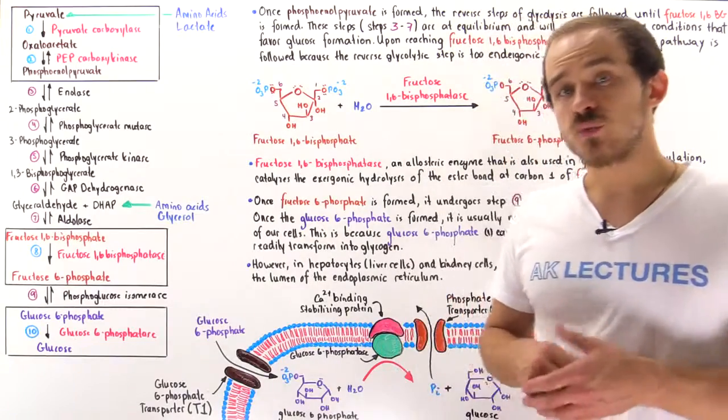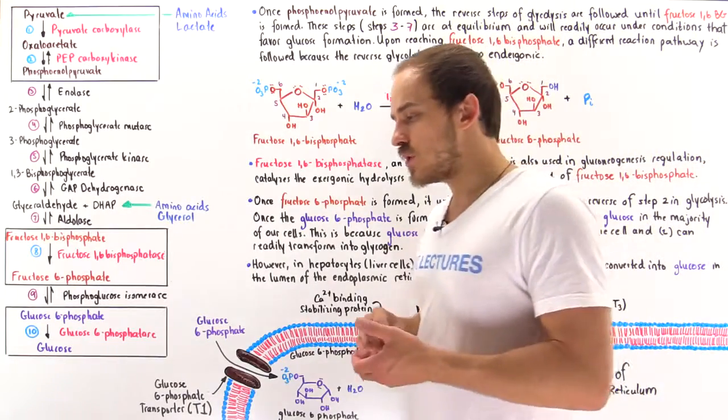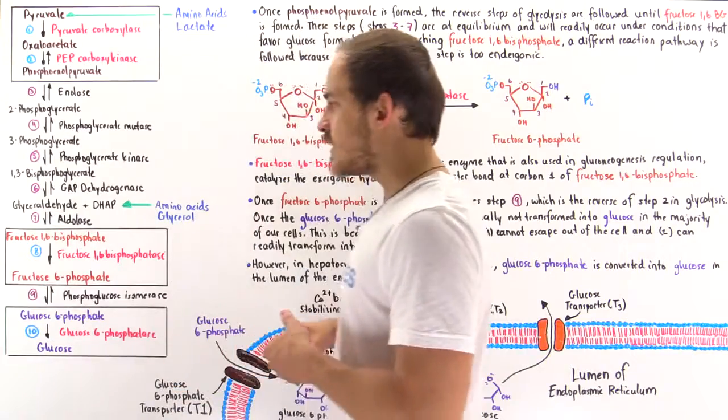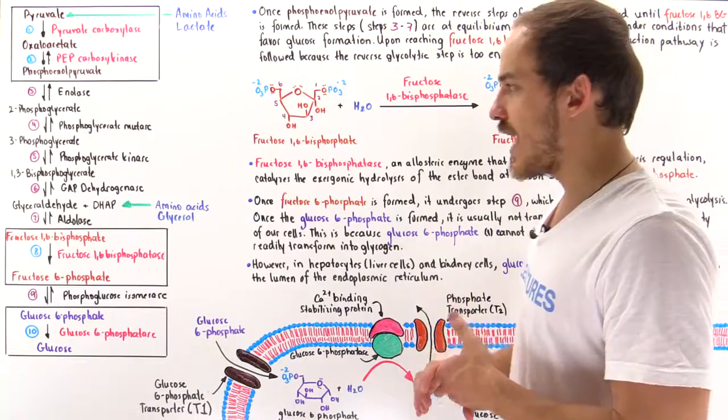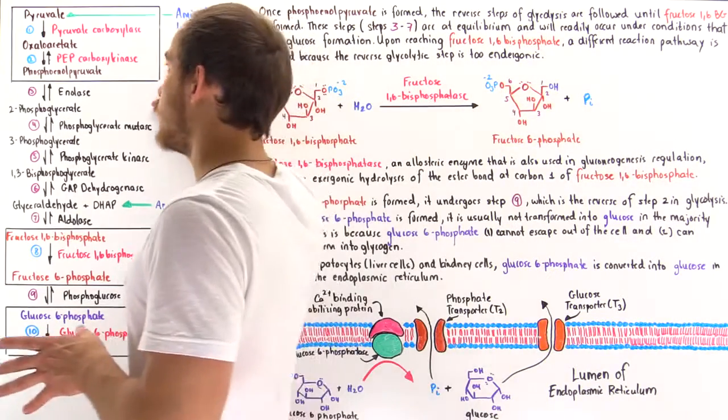In the previous lecture, we focused on the first two steps of gluconeogenesis. Now we're going to discuss the remaining steps in gluconeogenesis. But before we look at that, let's remember what happened in steps 1 and 2.